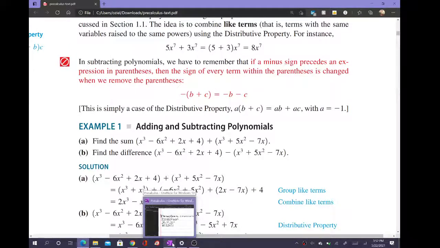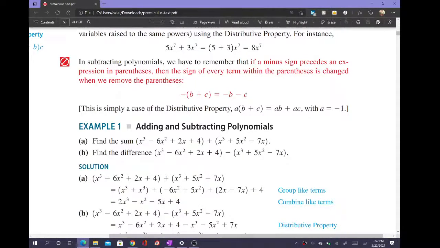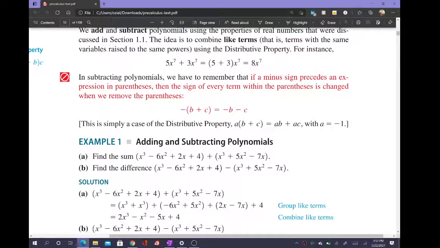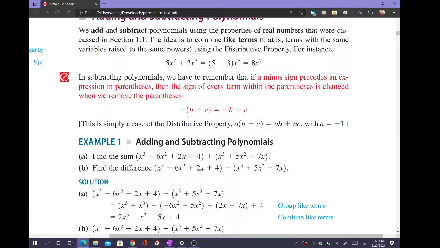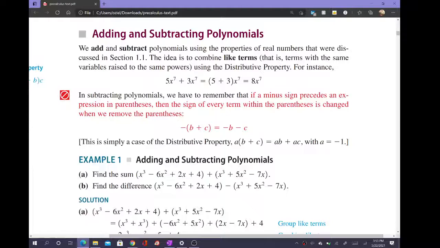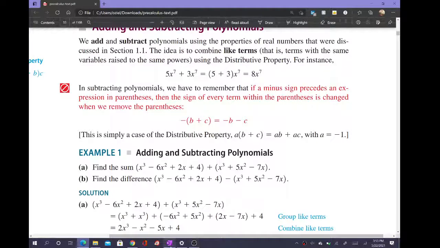Now, there's a difference. And it's pretty funny because we're finding the difference. But anyways, there's a huge difference. These two are very different in the way that when you're finding the difference of two polynomials, you always want to make sure that if it is in parentheses, you distribute this negative into the parentheses, because if you don't, you're going to get the answer wrong. So let's just look at this one.